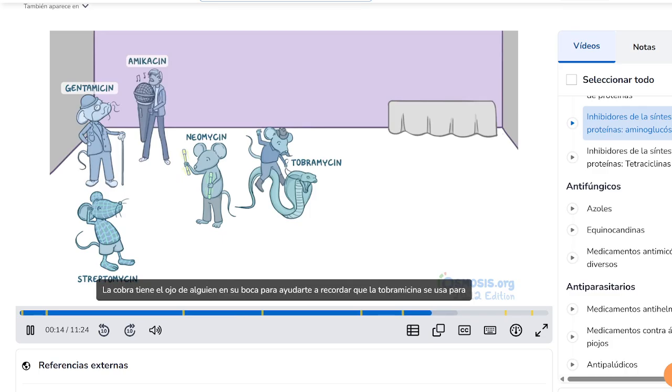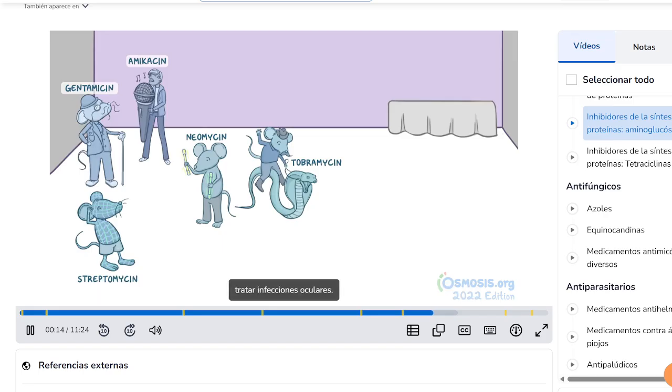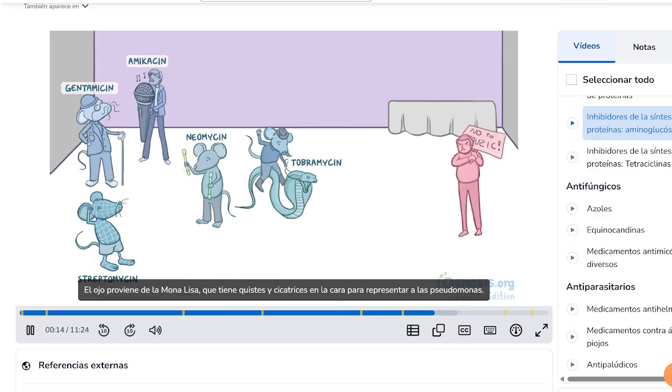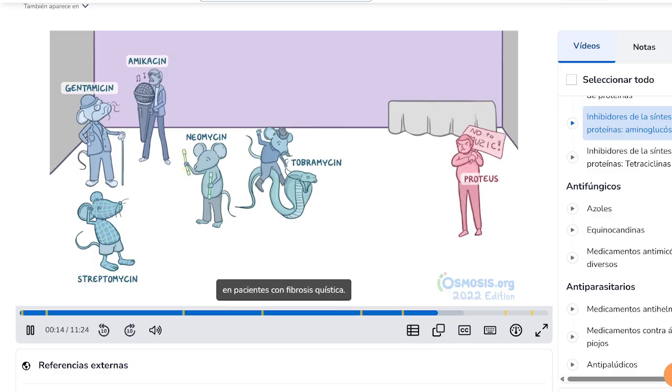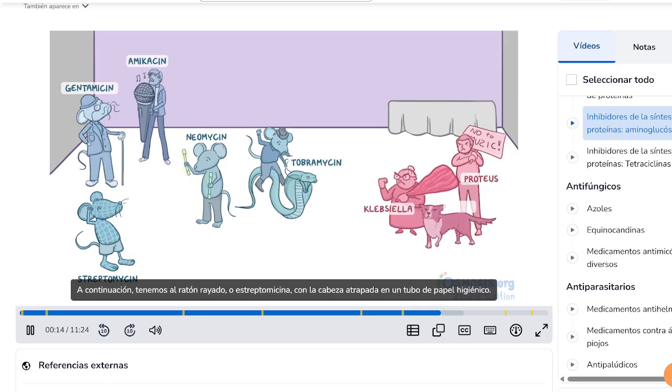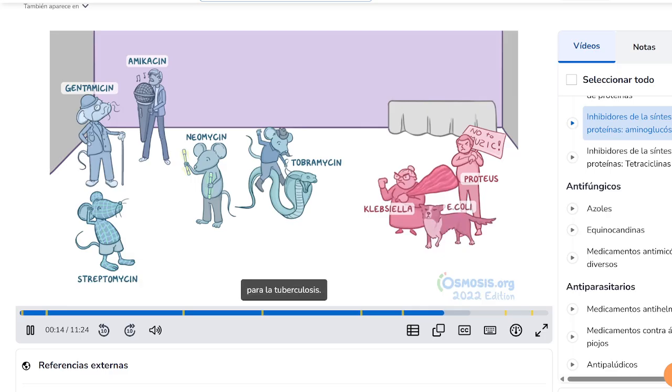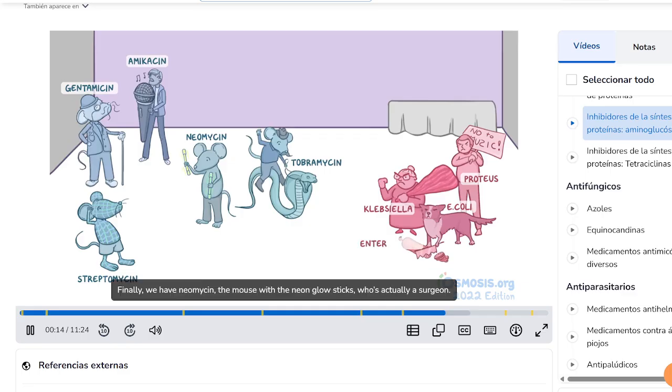For the common gram-negative bugs treated by these medications, we have an angry neighbor holding a protest sign for Proteus species. She also brought her friend, who's carrying a large club for Klebsiella, and her border collie for E. coli. Now, since sausages are made of intestine, let's use one to represent Enterobacter. The border collie is cutting it into smaller pieces with a serrated saw, which stands for Serratia.